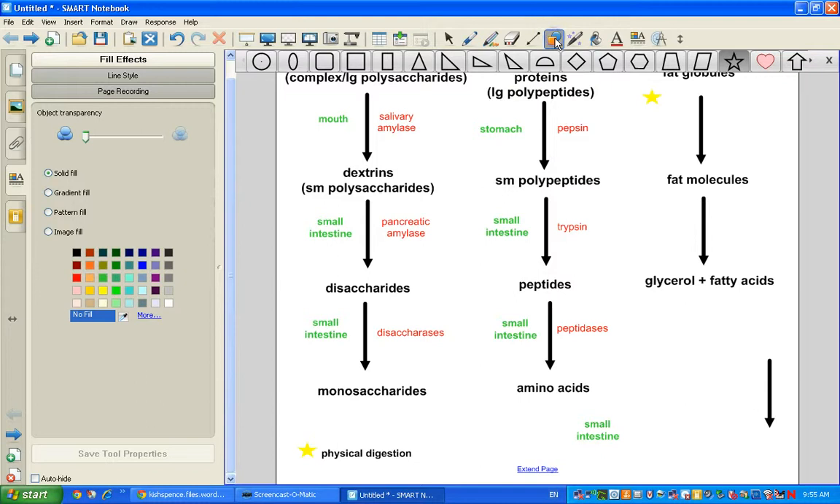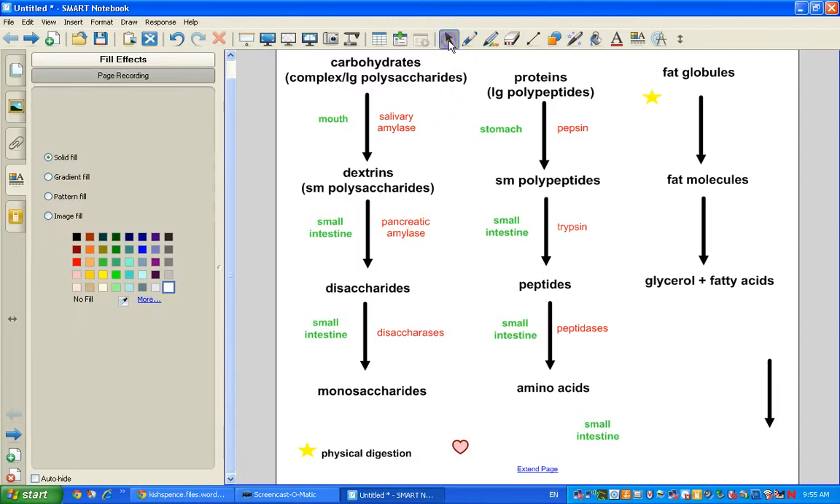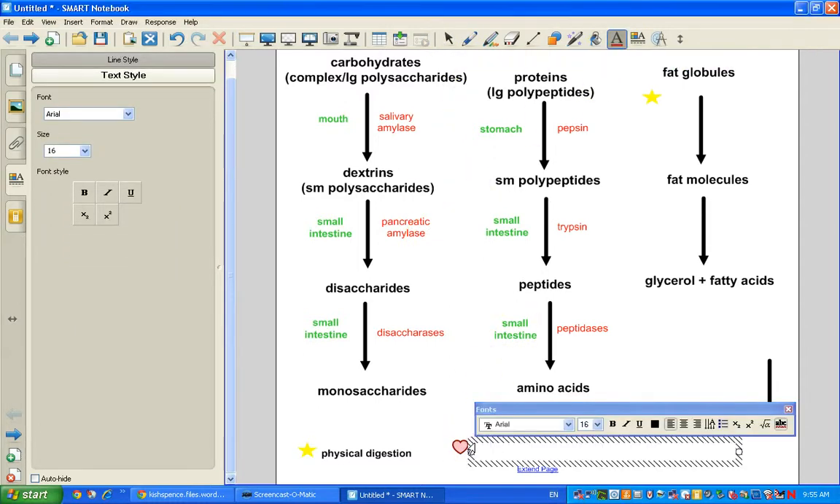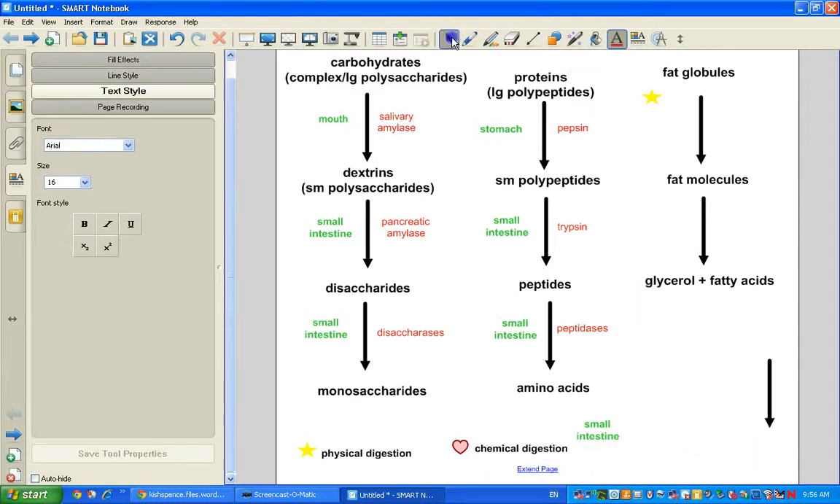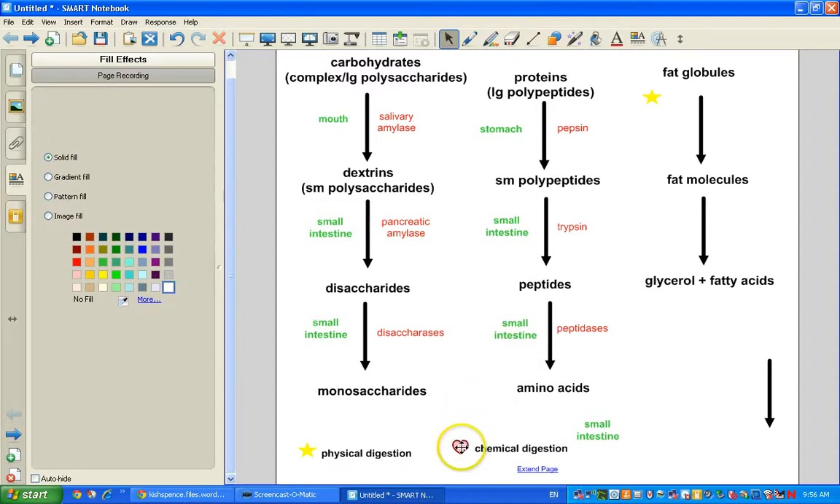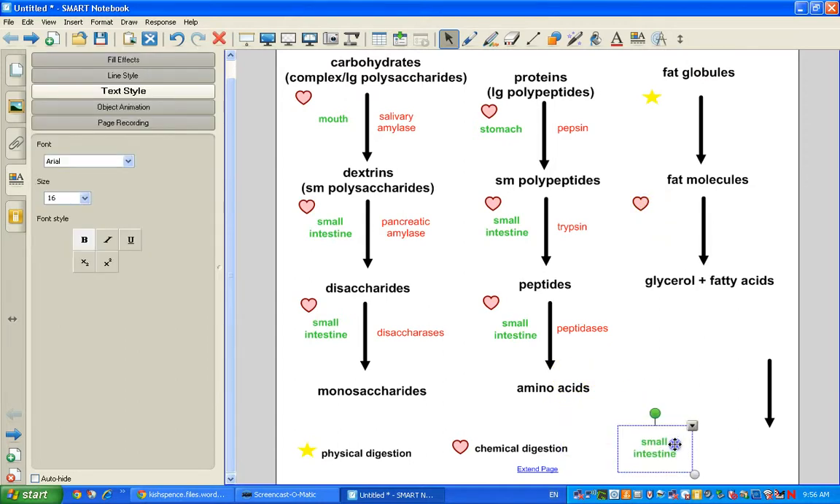Maybe we can put a heart. The rest of them would all be chemical. So, this would be chemical, and this would be chemical. Anything that has an enzyme, they're all chemical. This is chemical. Everything else is chemical, except for that step. Just going to move this over here out of the way.